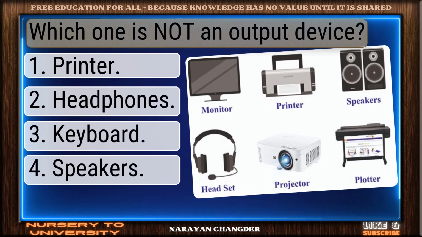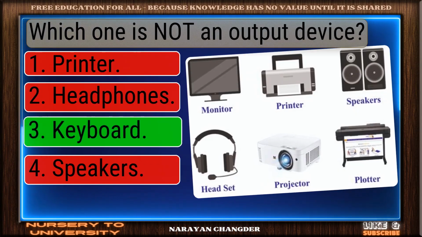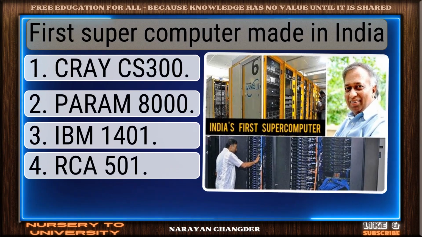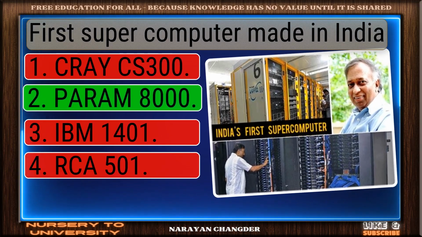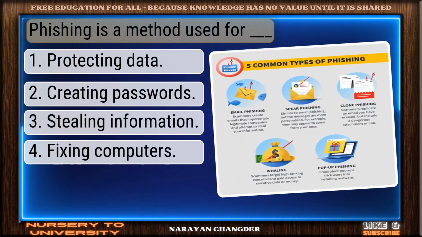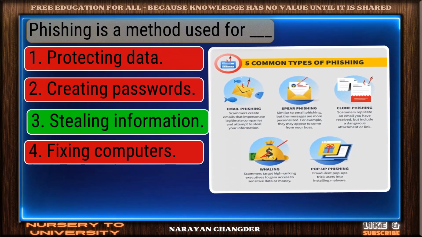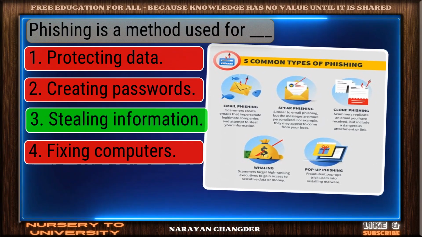Which one is not an output device? Right again. Keyboard is valid. First supercomputer made in India. Well picked. Param 8000 is correct. Phishing is a method used for dash. Right choice. Stealing information is best.